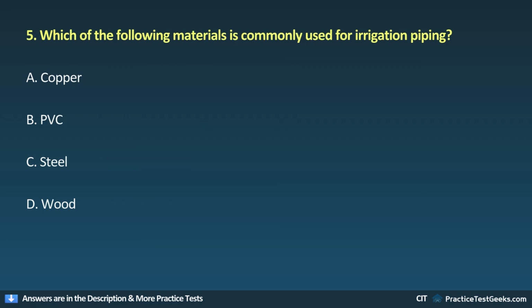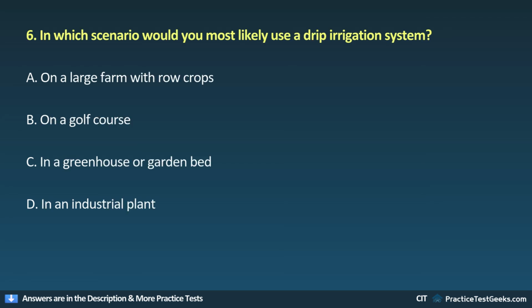5. Which of the following materials is commonly used for irrigation piping? A. Copper. B. PVC. C. Steel. D. Wood.